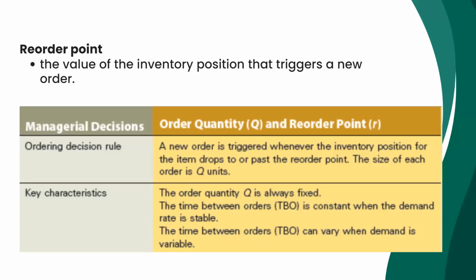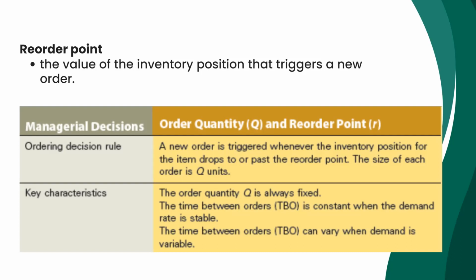Reorder point, the value of the inventory position that triggers a new order. For managerial decisions, order quantity, Q, and reorder point or R. Ordering decision rule, a new order is triggered whenever the inventory position for the item drops to the reorder point. The size of each order is Q units. Meaning is to help ordering decision rule is to help organizations determine when and how much to maintain an efficient balance between demand, holding cost, and ordering cost.